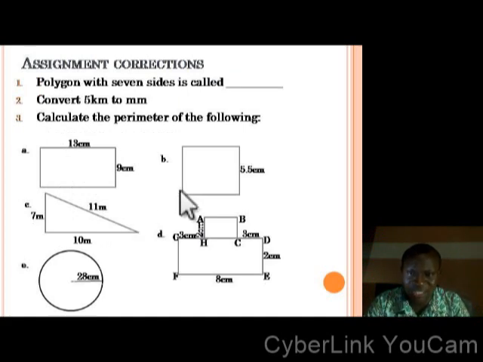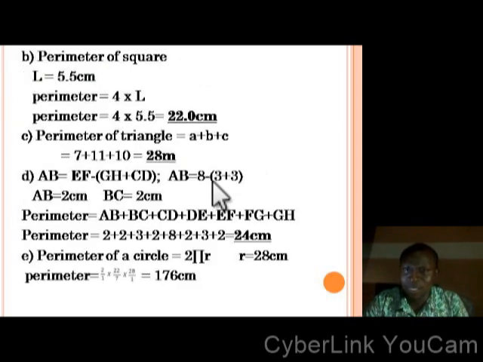That is a square this time around. This shape is a square. A square of length 5.5 centimeters. We are to find the perimeter of that particular shape. Let's look at it immediately. The perimeter of a square is what we are looking for, and the length of it is given to us as 5.5 centimeters. The formula for calculating the perimeter of a square is equal to 4 times length. Sometimes we call it 4 length or 4L, as the case may be.